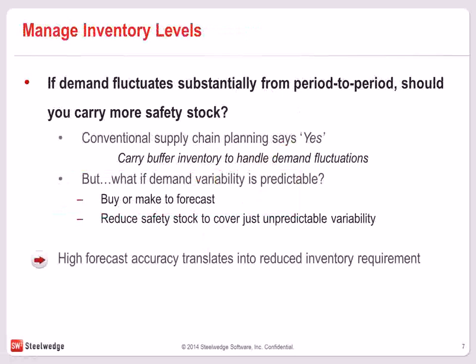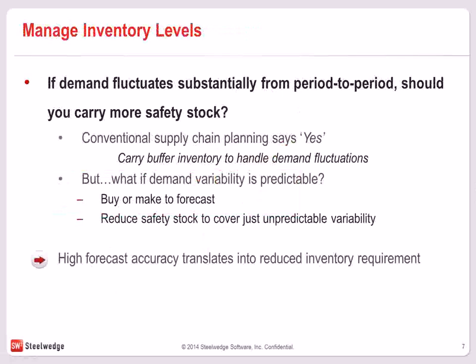Usually the conventional wisdom has been, well, carry enough buffer inventory to handle those demand fluctuations. But I would ask the question, what if the demand variability is predictable? If you knew that you're going to have an upturn in demand and you could predict that, then you can plan for that in what you buy or what you make in terms of your manufacturing. And then you don't have to carry as much safety stock if it's predictable. So the real question here is, if you can be highly accurate in your forecasting, then you should be able to reduce the amount of inventory that you carry.